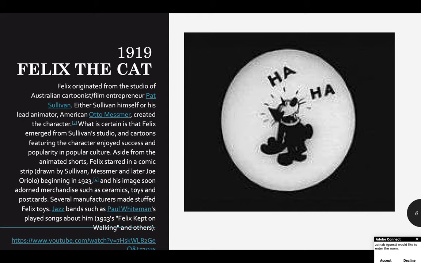There's a term that's used a lot since about the early 2000s called transmedia, and actually Felix the Cat was probably one of the first transmedia platforms, in which you had cartoons and toys and ceramics, postcards, and comics. So, in other words, he was like the first cross-platform character.